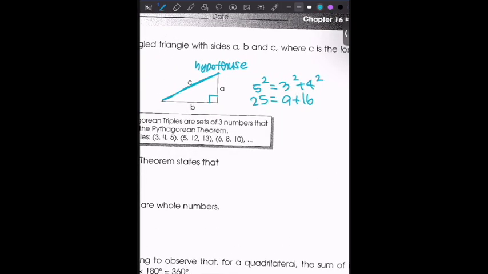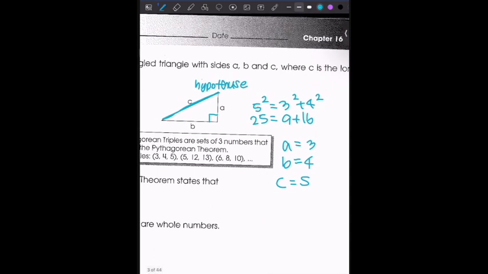And then oftentimes we use the Pythagorean theorem to find one side. So for example, if we know that A equals 3 and we know that B equals 4, then if we know the Pythagorean triple, we know that C is automatically 5.